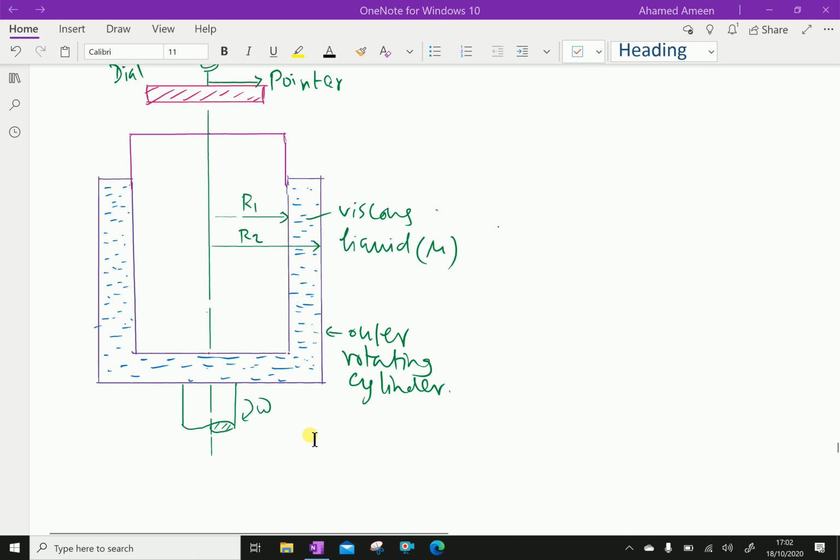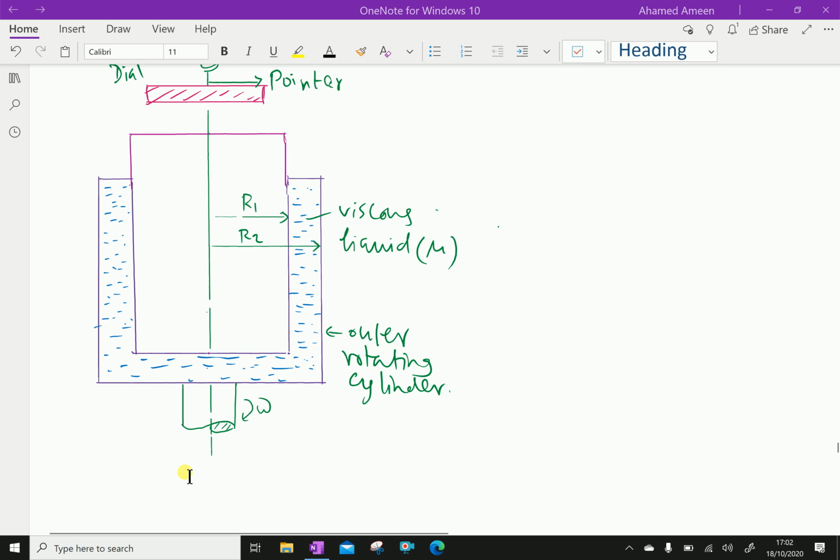The torque on the inner cylinder must be equal and opposite to the torque applied on the outer cylinder. The torque applied on the outer cylinder is due to the viscous resistance provided by the liquid in the annular space and at the bottom of the inner cylinder. Omega is the angular speed of the outer cylinder.